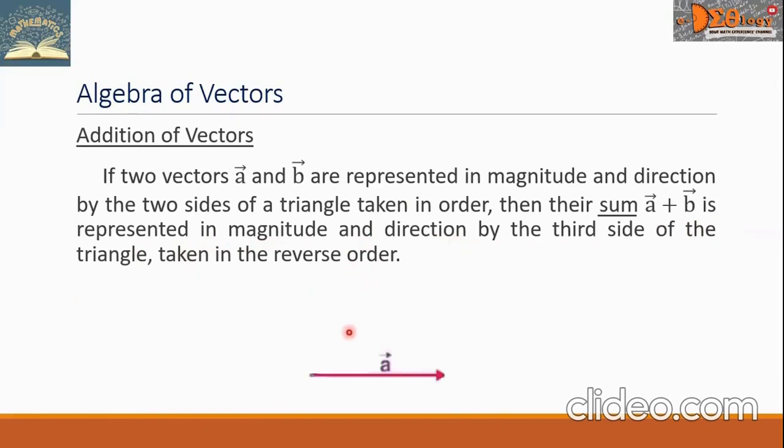For example, this is vector A. The vector B will come like this. The initial point of B will start from the endpoint of vector A. Now, for the sum vector A plus vector B, it becomes like this. The initial point of the sum will start with vector A, and the terminal point of the sum will end at the terminal point of vector B.